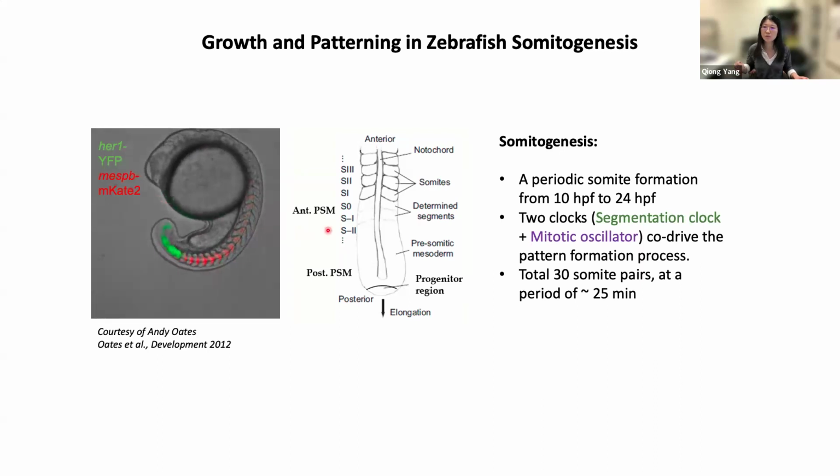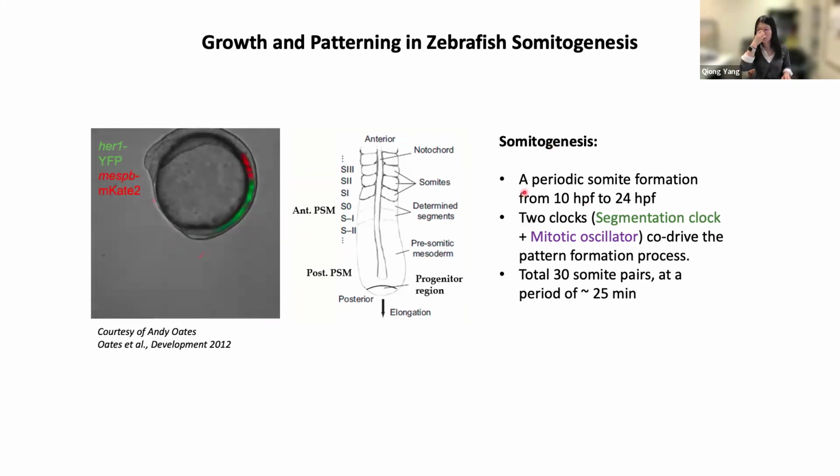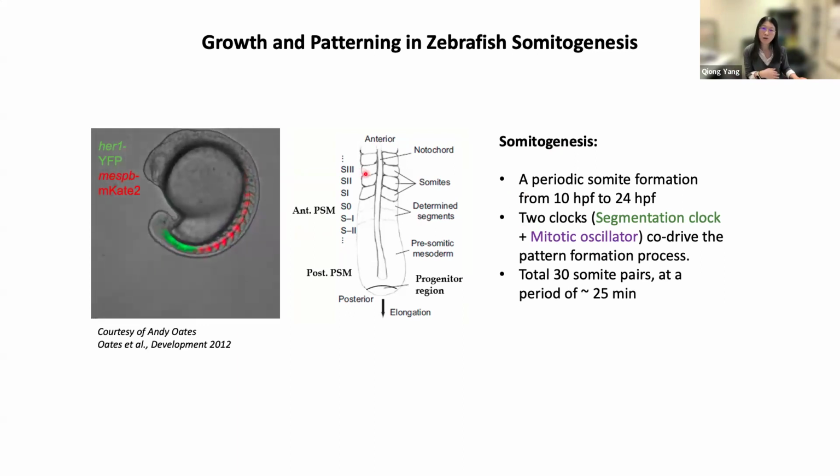And specifically, we are interested in a developmental process called somitogenesis. Somitogenesis is just the periodic formation of the somites, which are the precursors of the body segments for all the vertebrates. In fact, from zebrafish all the way up to humans, this process is highly conserved.